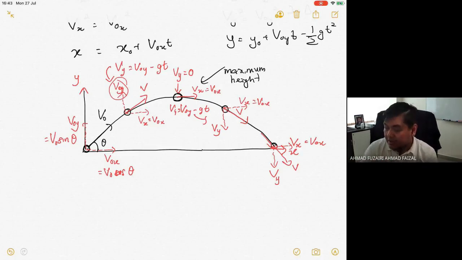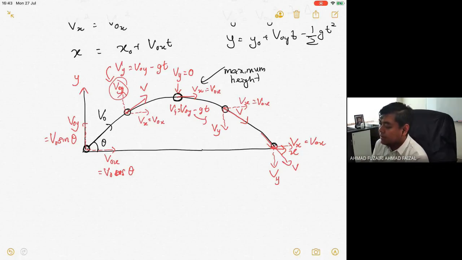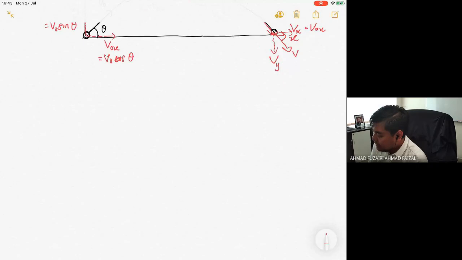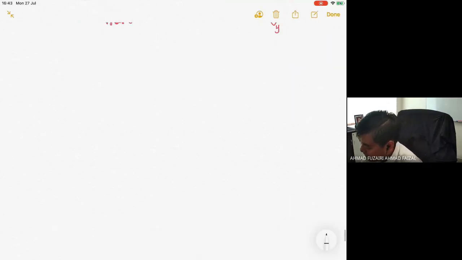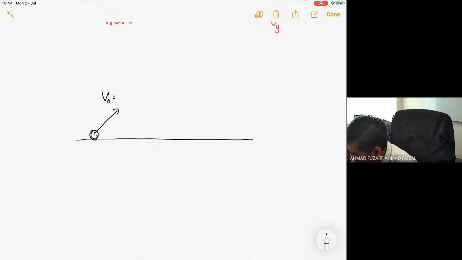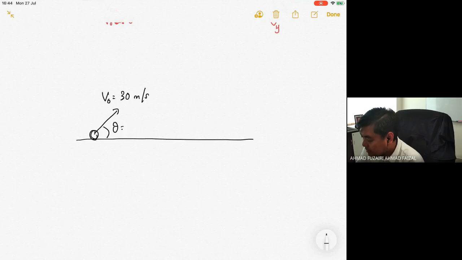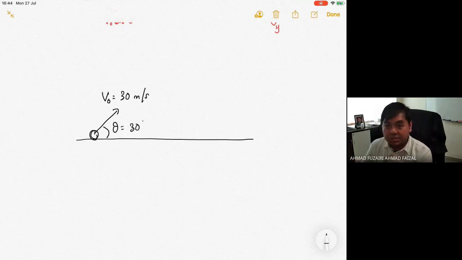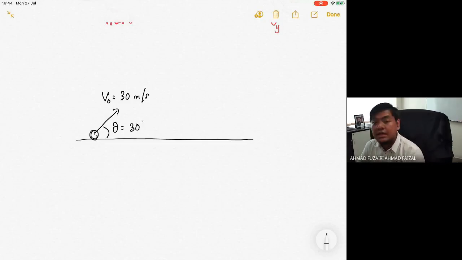So let's take a look at the example that I told you before about the golf ball. We have a golf ball that we launch here, with V naught at 30 meters per second at theta equal to 30 degrees. So when you have theta inside the motion, you can easily detect that this question is a projectile motion, because it involves an angle. When the motion has angles, definitely it will be projectile motion, because no other motions have an angle.